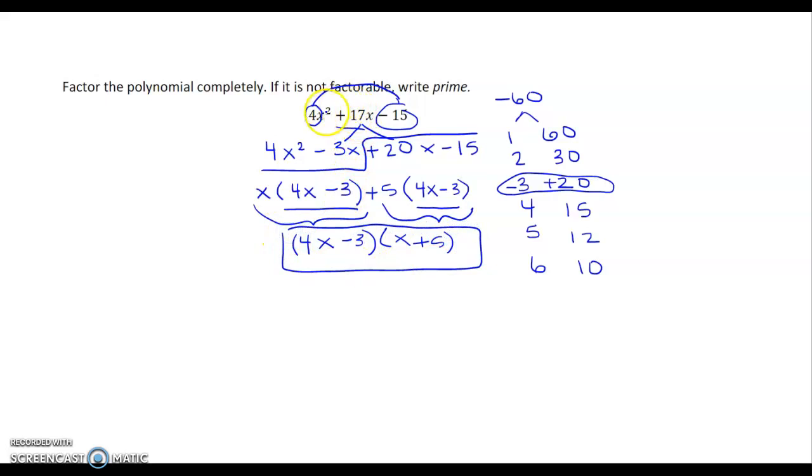So rainbow method, multiply the first and the last, find factors that will add up to that middle term, and then factor by grouping.